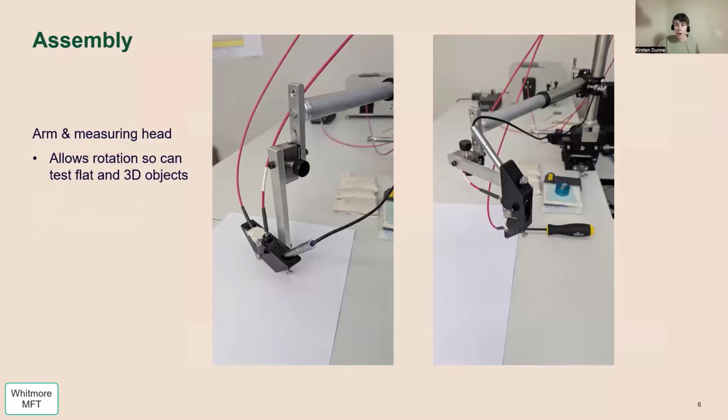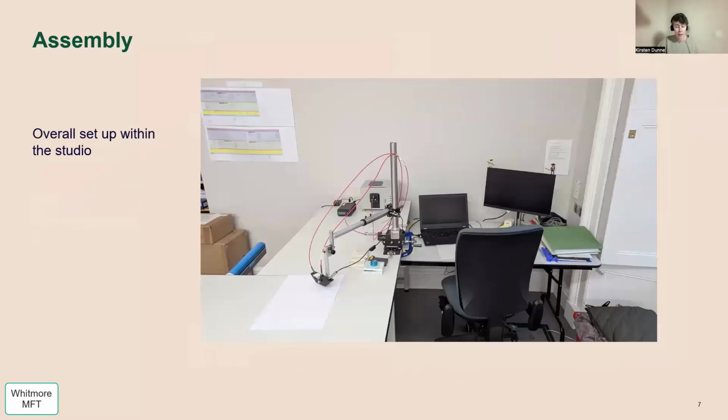The front arm of the measuring head rotates, so you can test two-dimensional items on a surface below, or you can test three-dimensional items. And this is a non-contact setup. So the lower edge of the measuring head sits about 1 centimetre above the object surface throughout.